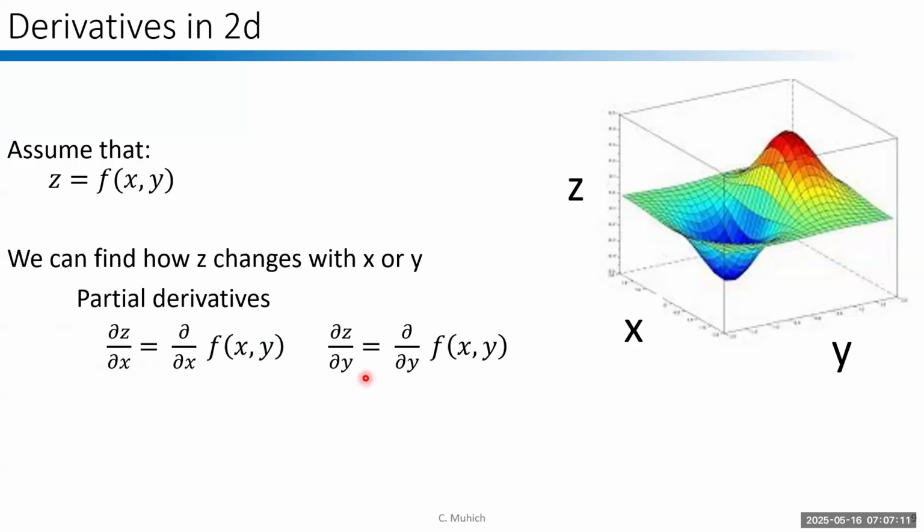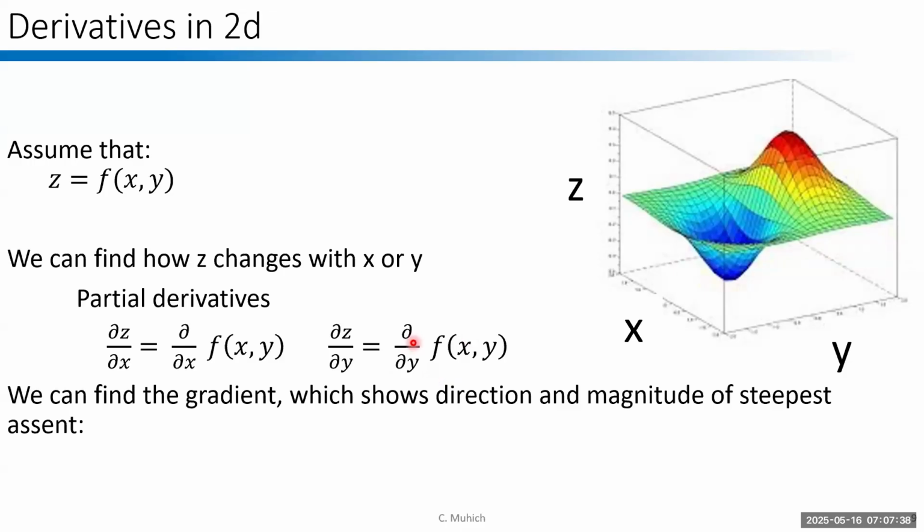I can also look at how z changes with y, right? So if I keep x constant, how is f of x and y, how is z going to change as a function of y? So partial z partial y is equal to the partial with respect to y of that function of x and y.